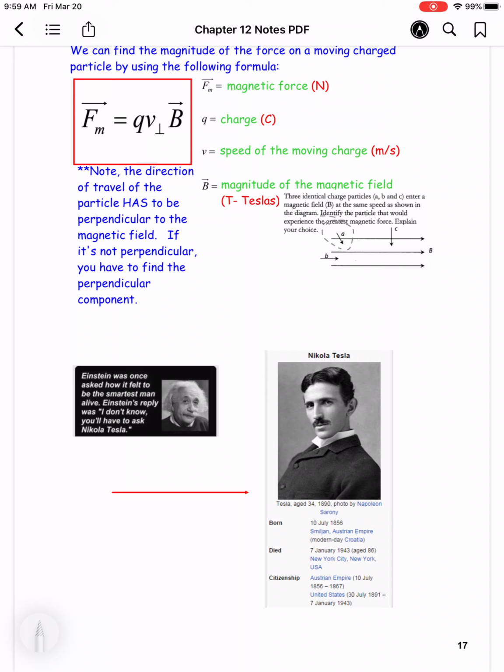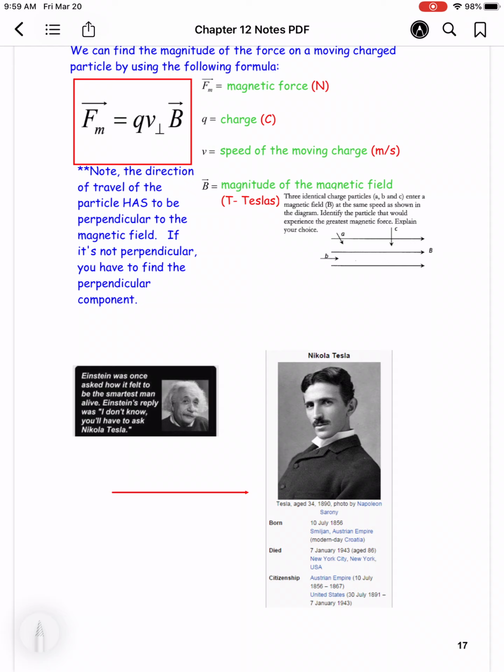If you look at A, what you'll notice is that it is not going perfectly perpendicular. It is some perpendicular, but some is going parallel. So we'd only worry about the perpendicular component, which is going to be less than if it was straight perpendicular. Then we look at B. B is perfectly parallel, so it has a force of 0, so that can't be the answer. C is perfectly perpendicular, so it is going to automatically be the strongest force. So B would be 0, A would be some, and C would be the most. So C would have the greatest magnetic force.